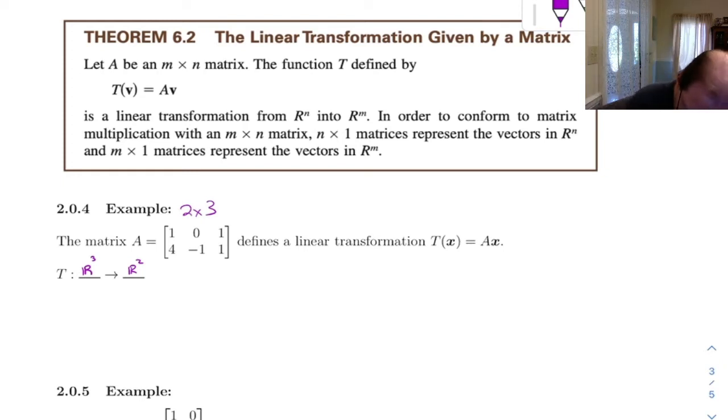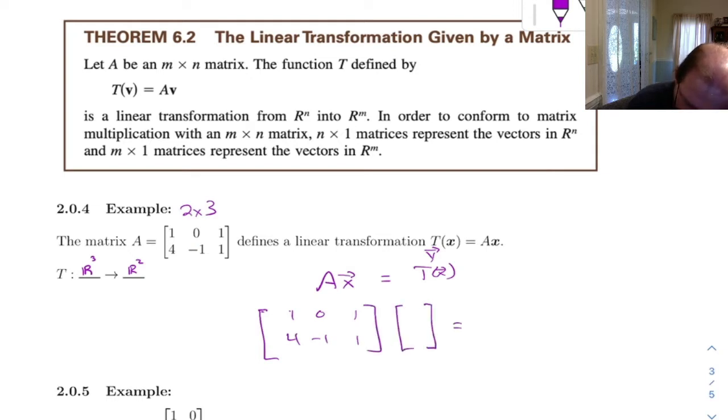T of x equals Ax. So you've got Ax equals T of x, or if you wanted to, you could call this a y vector. Well, let's write this out. So A is 1, 0, 1, 4, negative 1, 1, times something equals something.